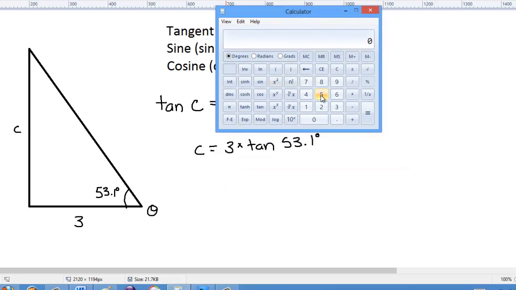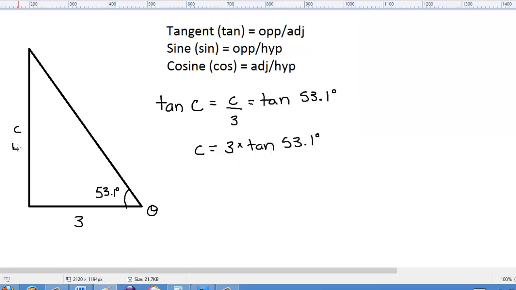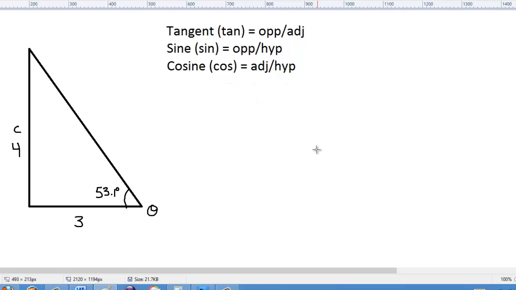Okay, and if I say tan of 53.1, that's equal to 1.33, and then I say times 3, and I get approximately 4. So I know that this is 4. Now I could use the Pythagorean theorem to find the length of the hypotenuse, but I'm not going to. Instead, I'm just going to call this h for hypotenuse.